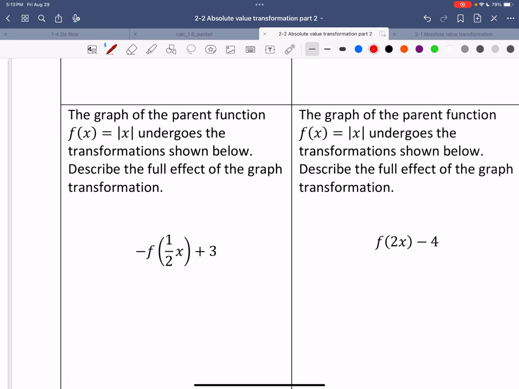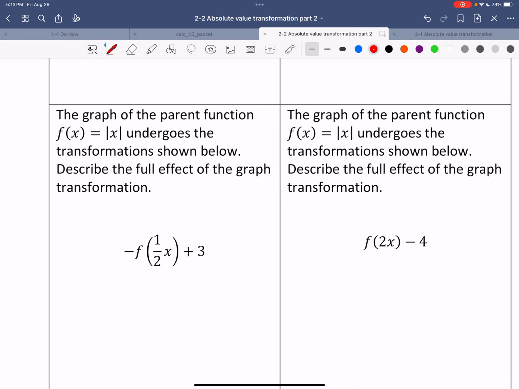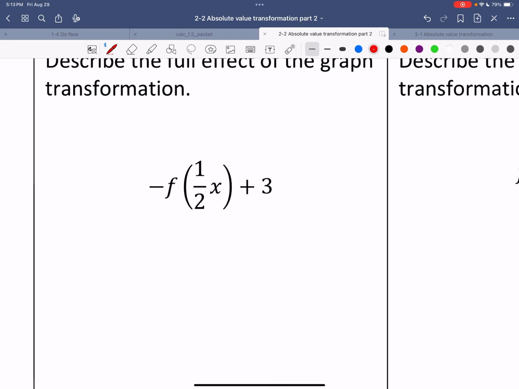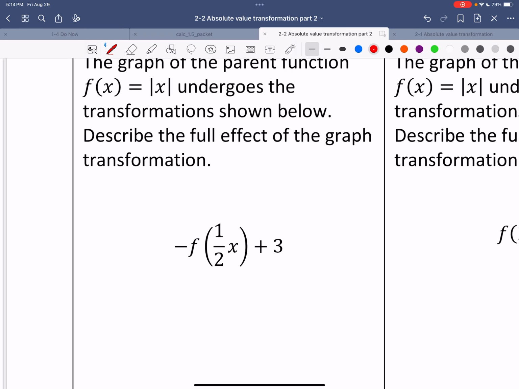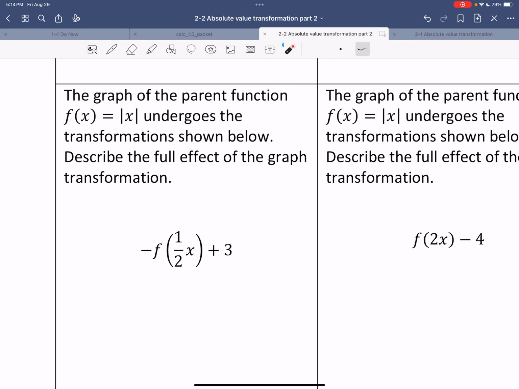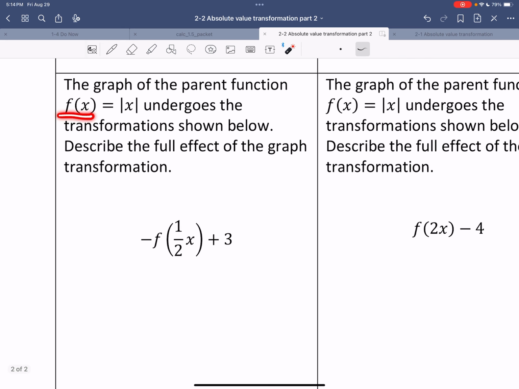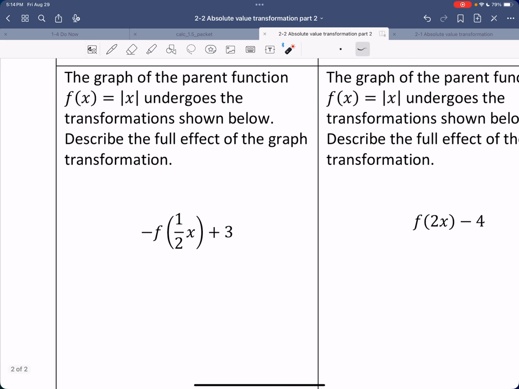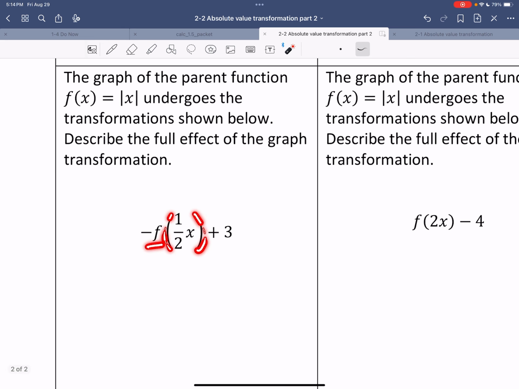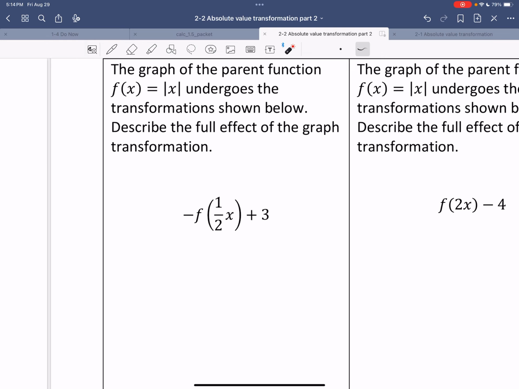This is going to be an interesting question because the question asks: the graph of the parent function f of x equals absolute value of x undergoes the transformation shown below. And we have to describe the full effect of the graph transformation. Even though we can just do it out of this graph here, I want you guys to transform this into this absolute value format. f of x equals absolute value of x, and you can see f inside of the parentheses here, right? So we're going to change it.